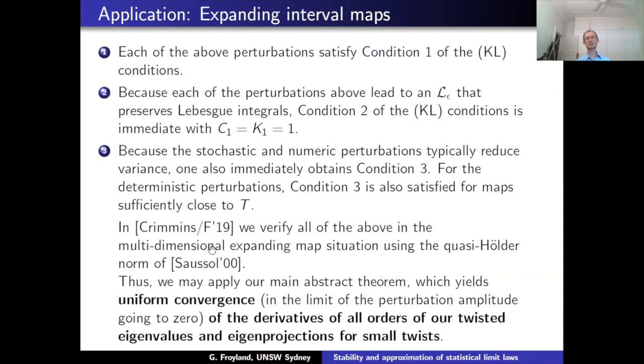In the multi-D case, there's quite a bit more work to do. In fact, we don't use bounded variation, we use quasi-Hölder norms from a paper by Saussol in 2000. But now that we have all these conditions, we can apply our main abstract perturbation theorem, and that's going to tell us that we get uniform convergence of the derivatives of all orders of our twisted eigenvalues.